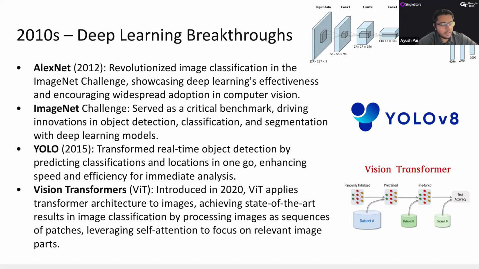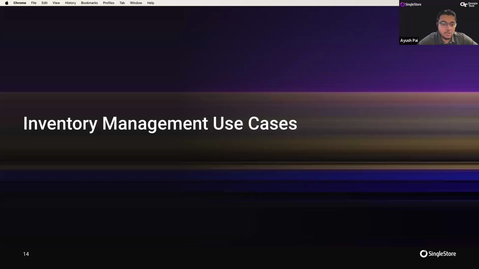And one of the newer technologies that is developing today is the vision transformer. This is based on what we see with large language models, which are based on transformer architectures, right? In 2020, the ViT, a vision transformer model, applied that transformer architecture to images and was able to leverage self-attention techniques to focus on relevant image parts. And there are a lot of papers. It's an active field of research today that is breaking new ground with this technology, and we'll see where it goes. But now we'll go back to some of the inventory management use cases with this computer vision technology.